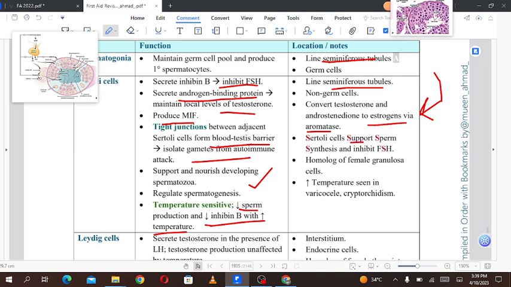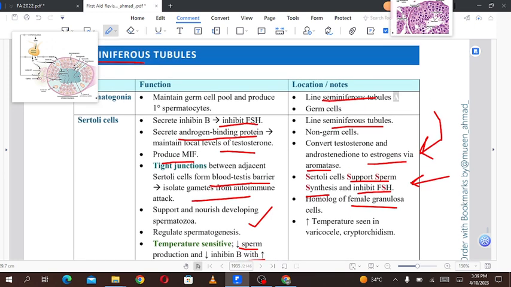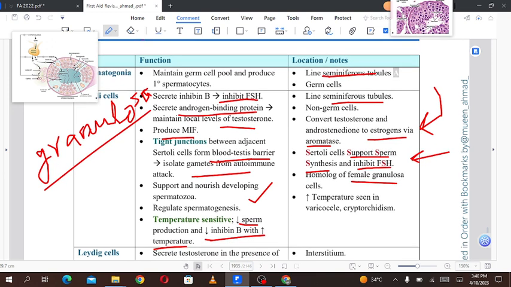Sertoli cells support sperm synthesis and they also inhibit FSH. They are the homolog of the female granulosa cells, so you must remember these homologous areas. We will talk about that when we discuss the histology, maybe the pathology. So the Sertoli cells are the counterparts of the granulosa cells in the ovary.